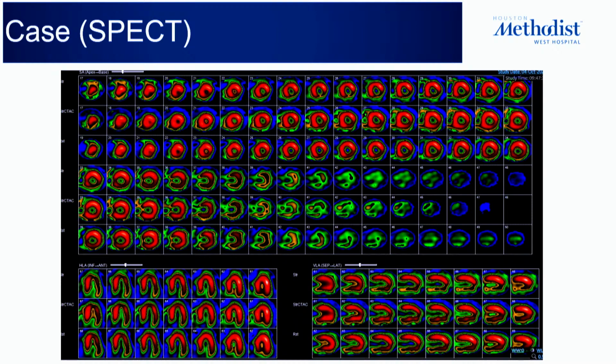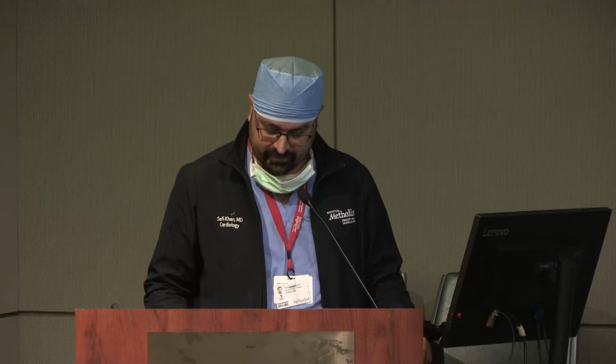Wait a second here. Looks like mid-to-basal inferolateral scar, right? Looks like mid-to-basal inferolateral scar. So it's a fixed defect, but there is some reversibility, right? To a degree, some reversibility. So now, with all this context and this imaging, what do you think should be the next step here?